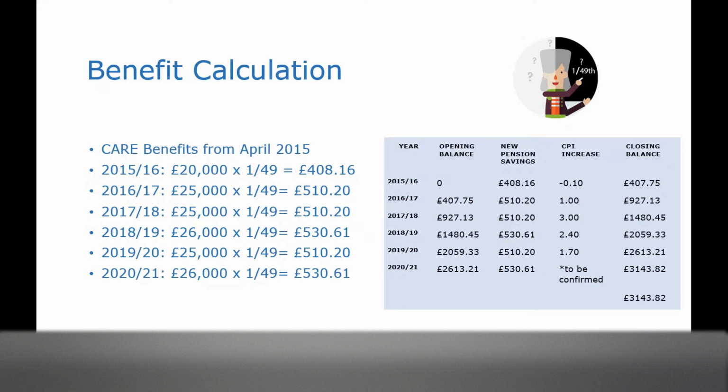So we take the first year there, 2015-16. Member had a pensionable remuneration of £20,000. So it's just a straight 49th of that, which is £408.16. Now that is revalued, and as you can see on the 31st of March 16, the CPI increase on that was a negative value, so it was negative 0.10%, and that just meant that the member banked £407.75 of pension. And you can see the following year she had £25,000, and so on and so on. So by the 31st of March 2021, this member would have banked £3,143.82 actual pension.